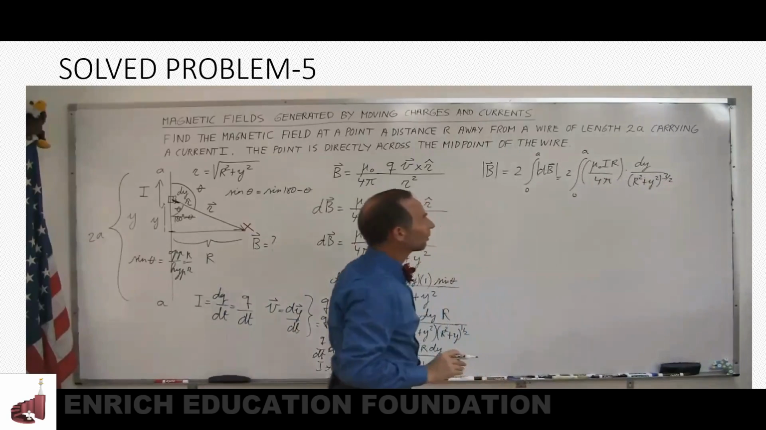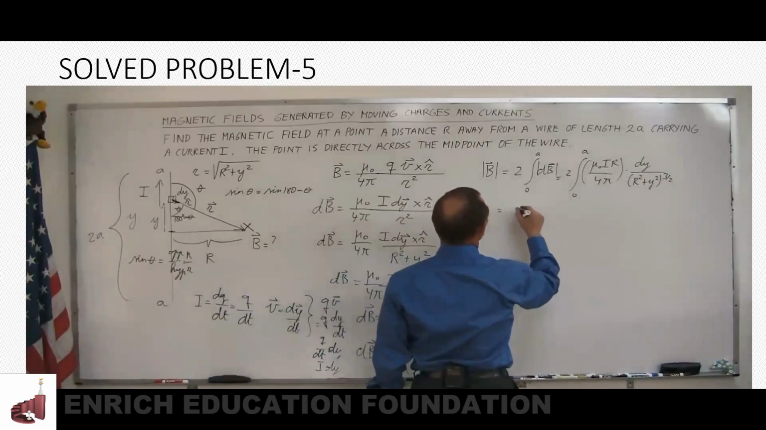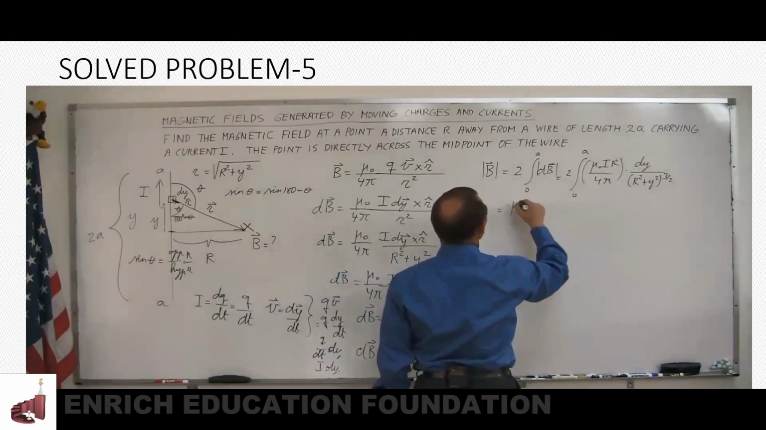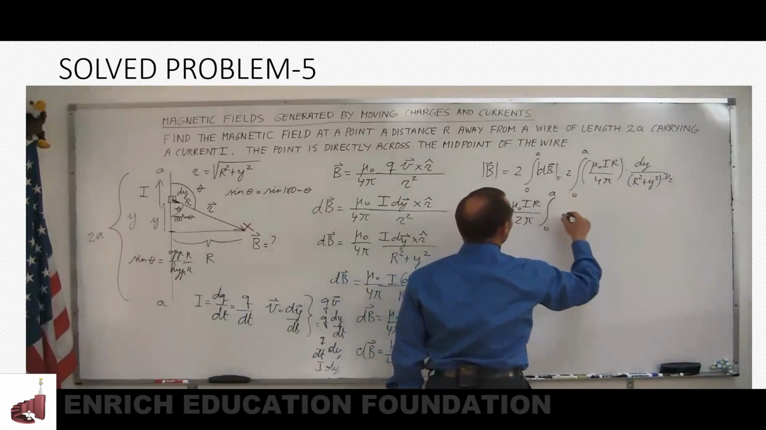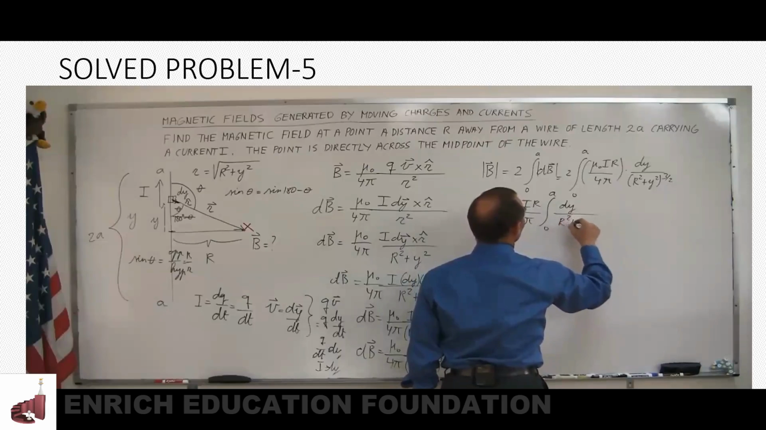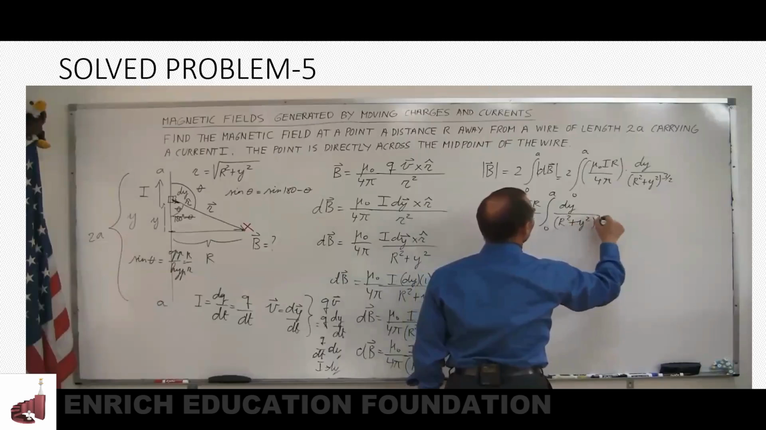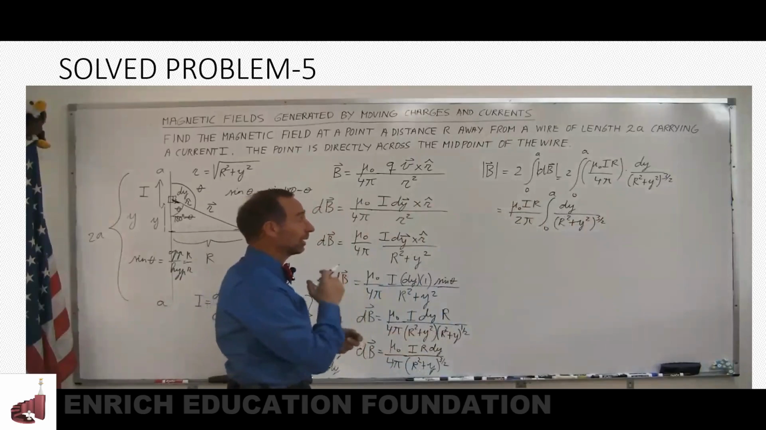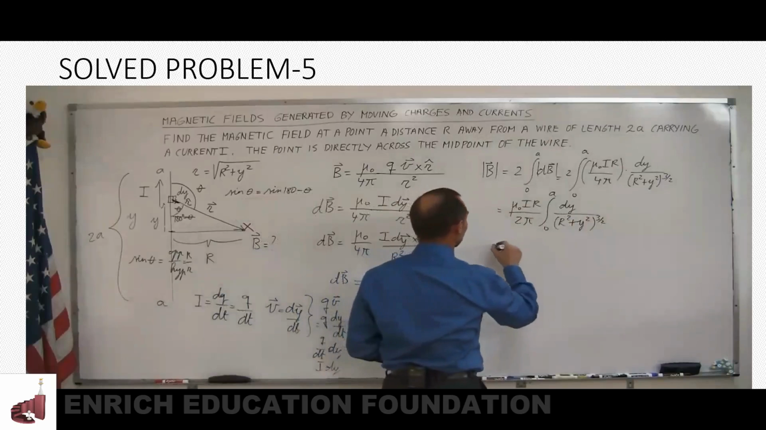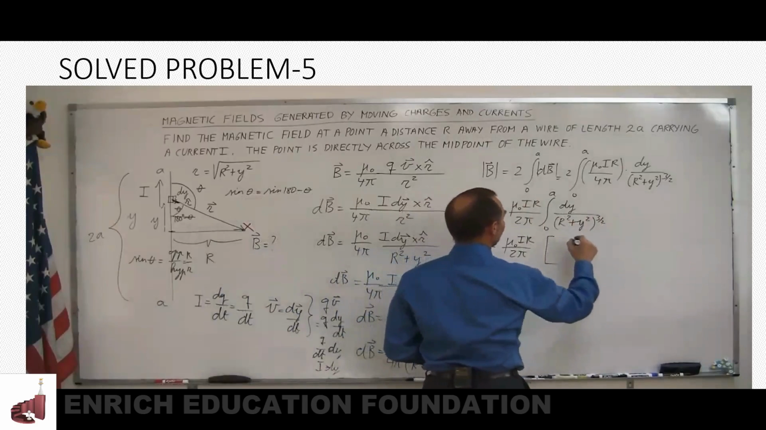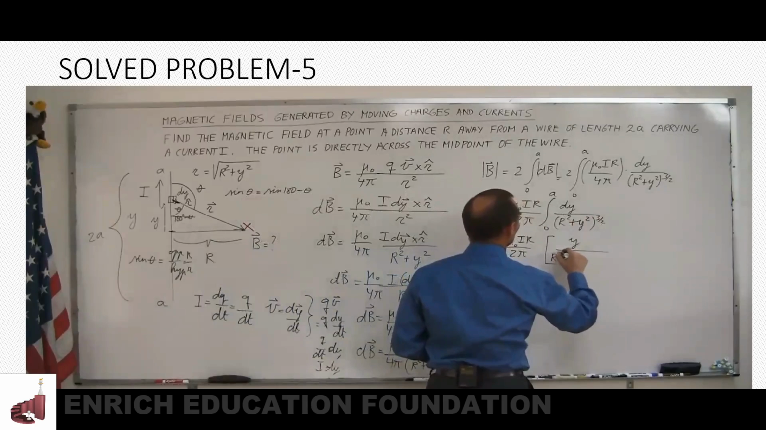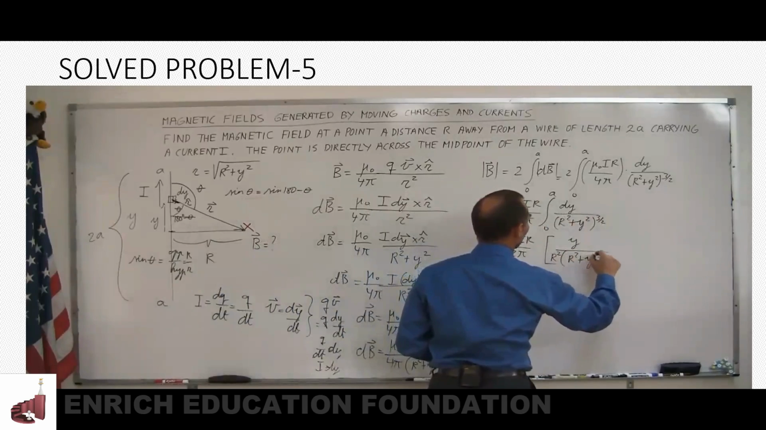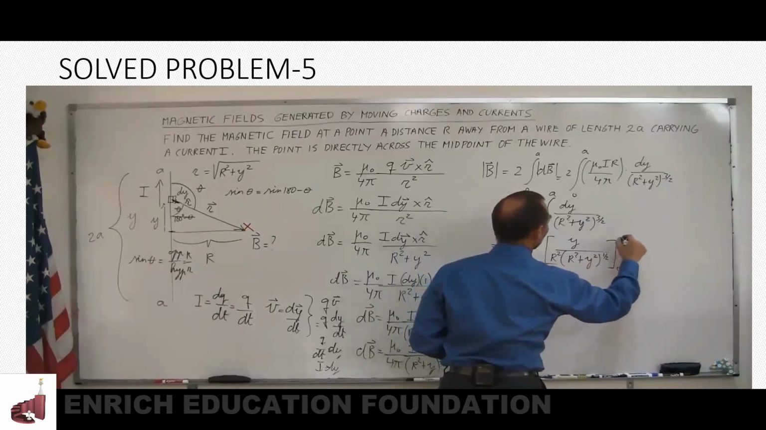So moving everything out of the integral sign that doesn't need to be there, all the constants. Of course this 2 cancels out this 4, so we have mu sub naught times I times r divided by 2 pi times the integral from 0 to a of dy divided by r squared plus y squared to the 3/2 power. Now that's a rather difficult integral. We can use trigonometric substitution or simply go to a table of integrals, and when we integrate that we get mu sub naught I r over 2 pi times the quantity y divided by r squared times r squared plus y squared to the 1/2 power, evaluated from 0 to a.